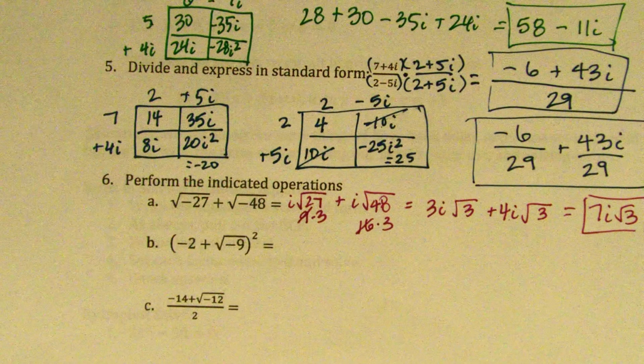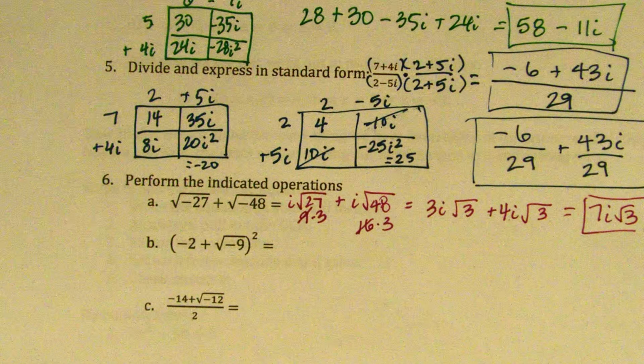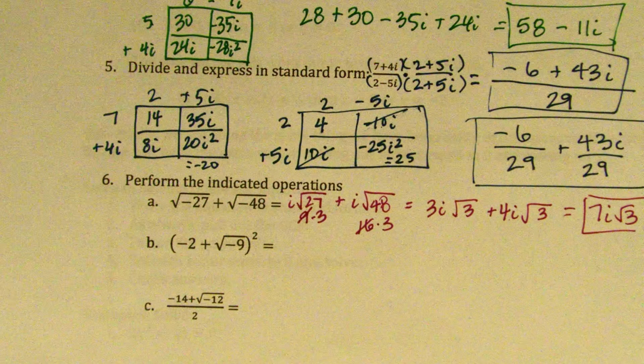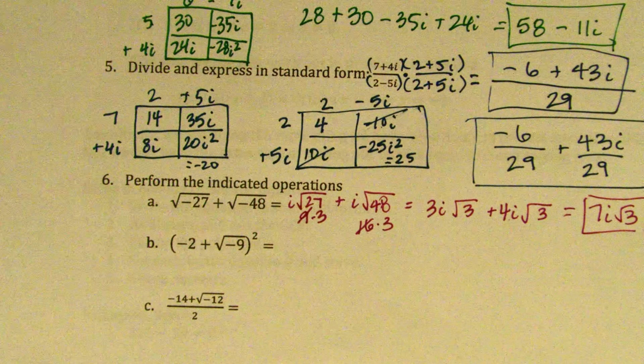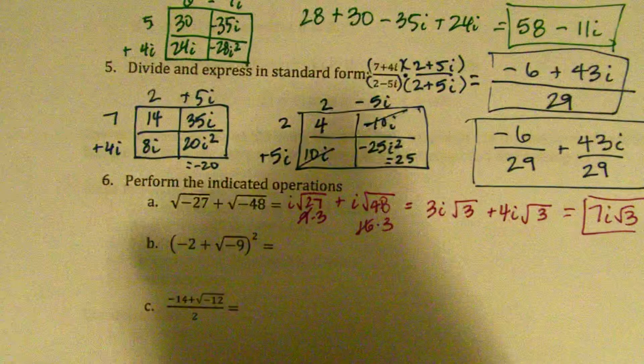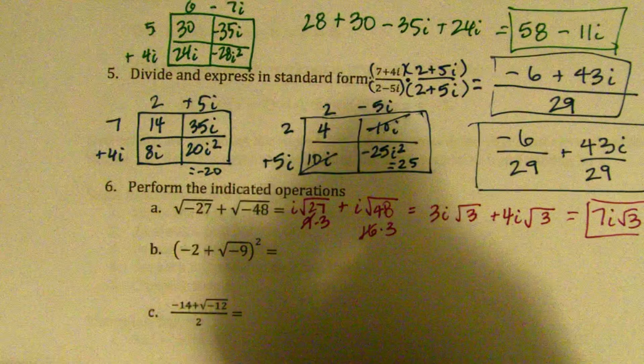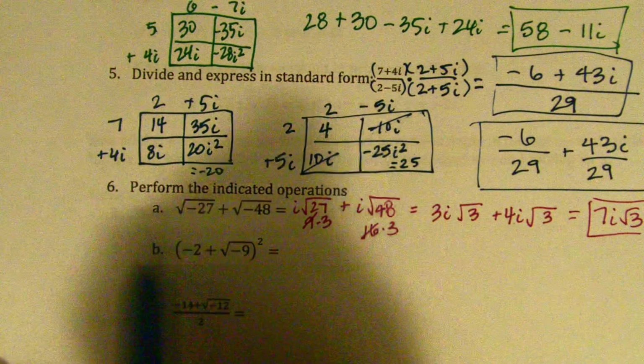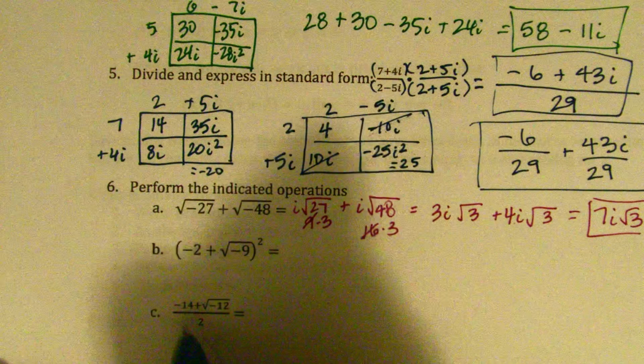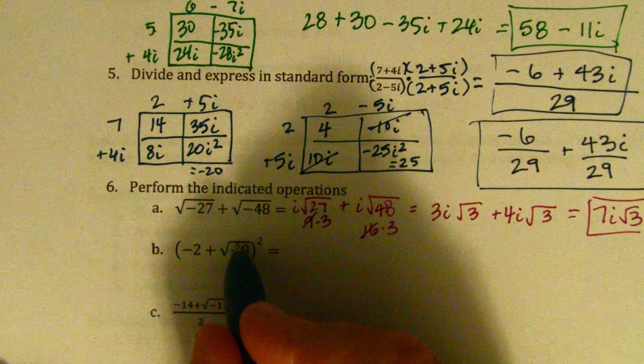We'll see that especially in the next example here, where we would be squaring things. So in this next example, I have negative 2 plus the square root of negative 9, and that whole thing being squared. So what I need to do before I can start applying that is I need to simplify this piece here.